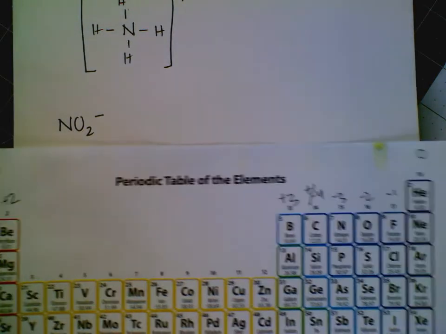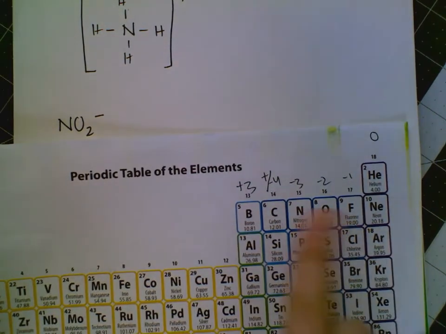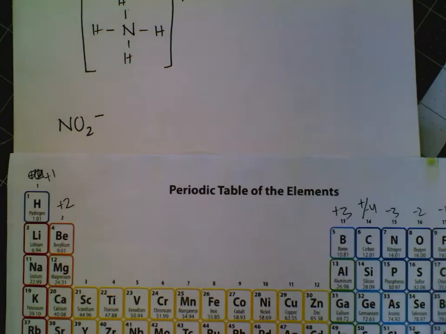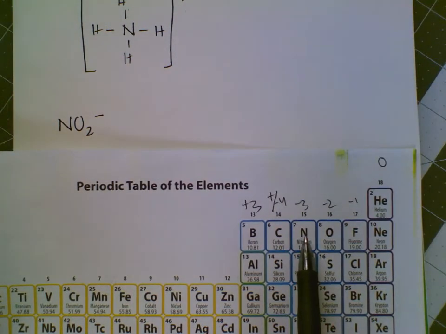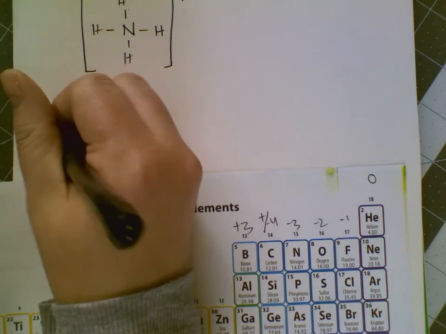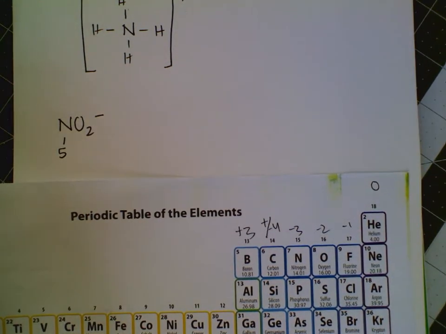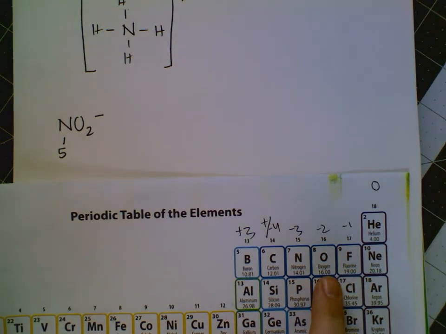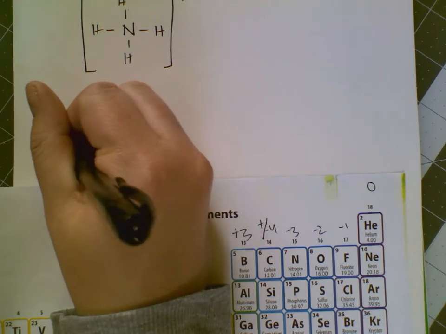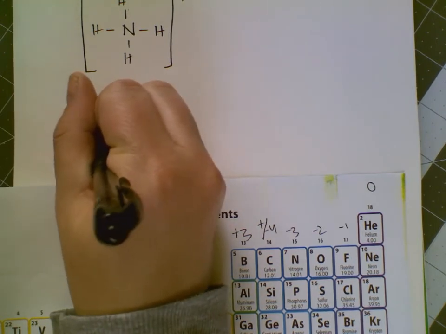Okay. So NO2-. Nitrogen, 1, 2, 3, 4, 5 columns over in the main body of the periodic table, means that it has 5 electrons that it's bringing to the party for its Lewis structure. Oxygen brings 6 valence electrons, and there are 2 of them.